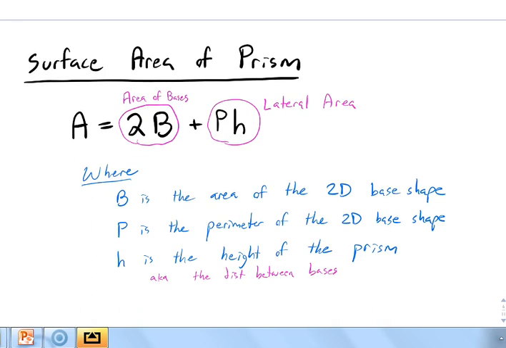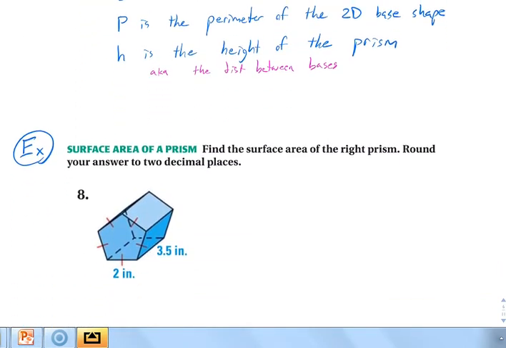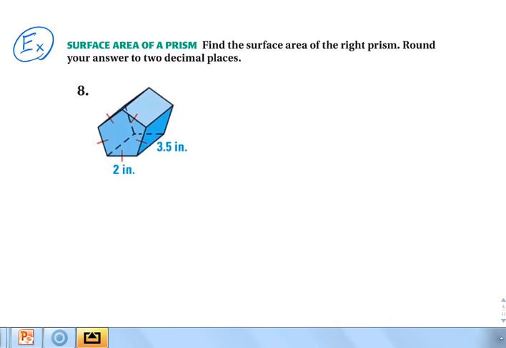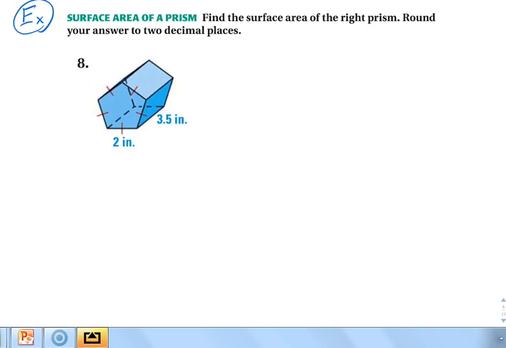Okay, so let's do our first problem using this formula. Surface area of a prism, we've got a regular pentagon here. It doesn't show us that the angles are technically the same, but let's make that assumption here. So for sure I know our surface area is equal to 2 times the base plus the perimeter times the height. Now I know that this is my base. So what I've got is 2 times the area, which I'm going to have to figure out, plus the perimeter of the base, which is just 10.